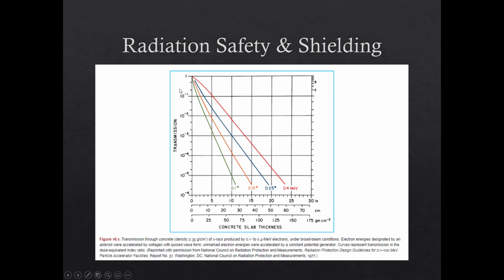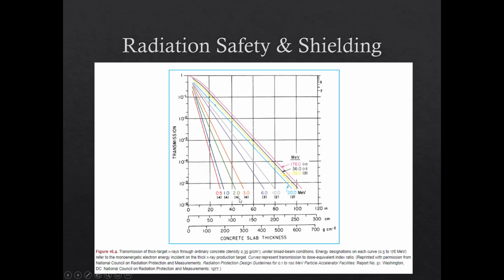B, the transmission, is going to be listed here on the y-axis. And what you do is once you know what your transmission factor is, then you can see what concrete slab thickness you need for your particular energy. These are going to be very low energy beams, whereas in this next slide we have 0.5 MeV all the way to 176 MeV, which is very well beyond what we would use. But either way, once you figure out your transmission factor, you're able to grab your concrete slab thickness.